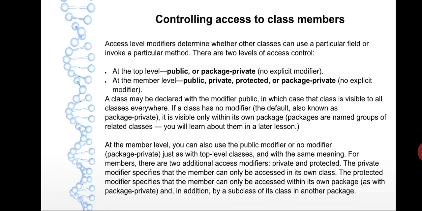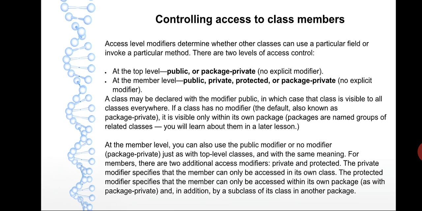Next, a class may be declared with the modifier public. In that case the class is visible to all classes everywhere. Once it is given as public, that particular thing will be available almost everywhere. If a class has no modifier, the default, also known as package private, it is visible only within its own package. So if you are not passing anything, by default it will be package private. If it is not written as public, then the rest of the packages, or outside the package, cannot access that particular class.